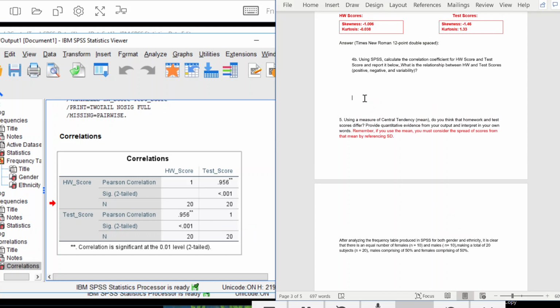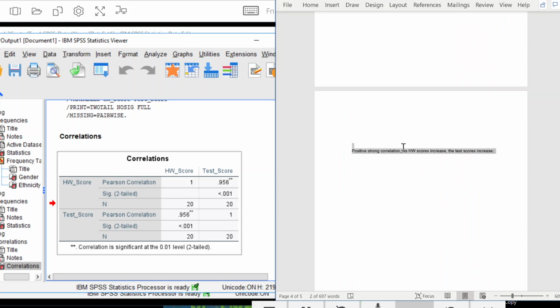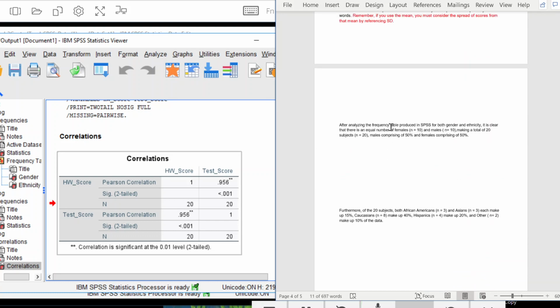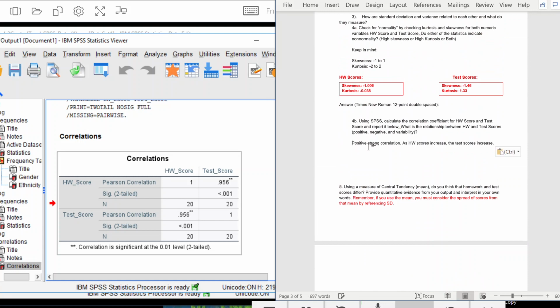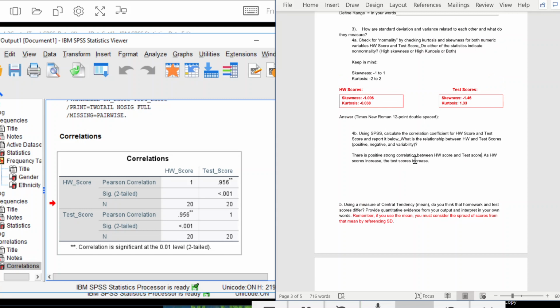And that's right here. Let's see here. Yeah, we're right here. So, what is the relationship between this? You can answer this by looking at these two qualities right here, right? So I'm going to just copy and paste this because I want to make this as efficient as possible. So yeah, there is a positive, strong correlation between homework score and test score. As homework scores increase, the test scores increase, right? So we have that positive relationship.